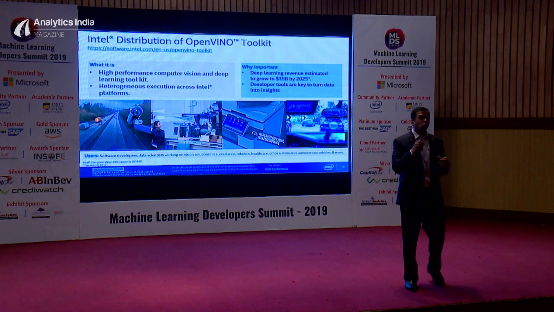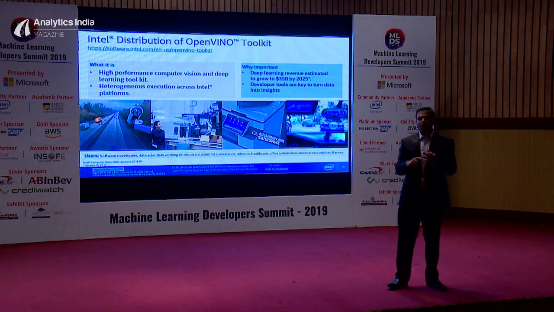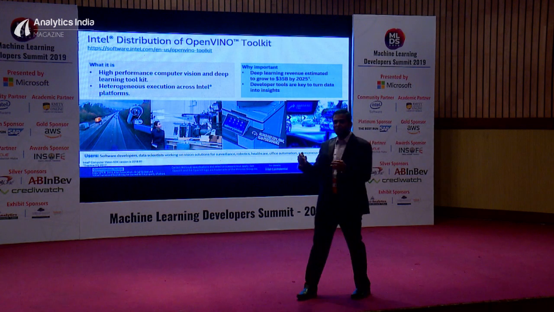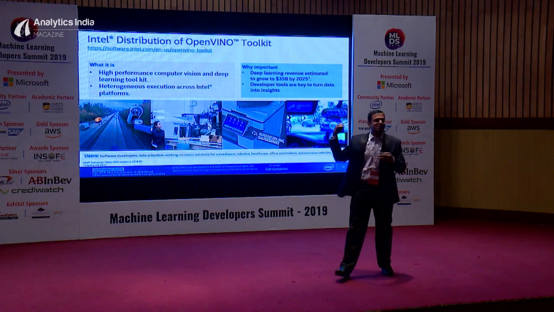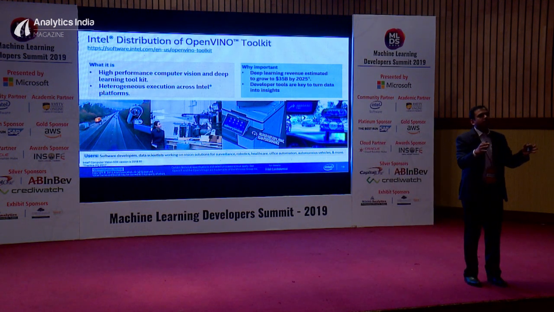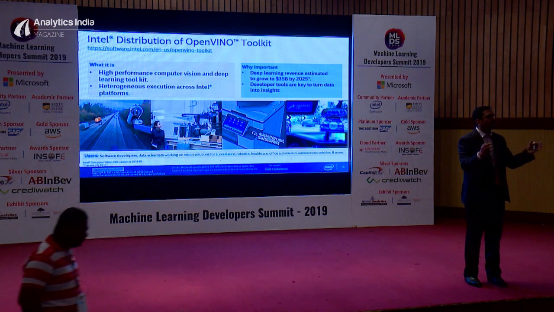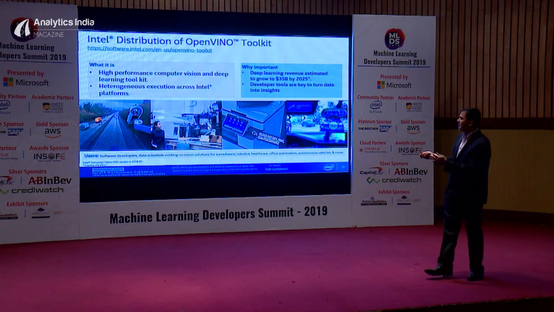OpenVINO stands for Open Visual Inference and Neural Network Optimizer. Intel is very famous for these acronyms. You see, right? DAL, OpenVINO. We have some dirty acronyms too, which I would take offline. But this is such a good toolkit which puts a lot of different things together and delivers a seamless experience for the developers. So what essentially is OpenVINO?